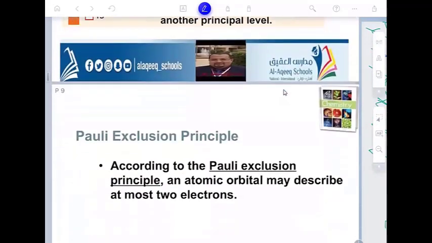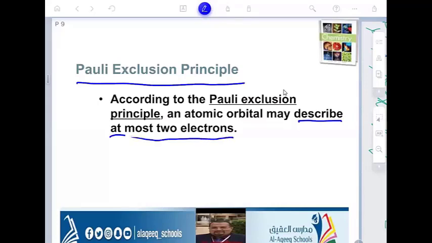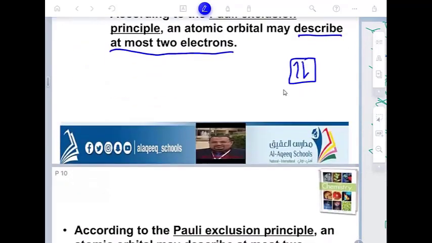Okay. The second rule you have to follow while filling the electrons is the Pauli exclusion principle. The Pauli exclusion principle describes the electrons in the orbital: at most, there are 2 electrons. That's it. You know that we have orbitals. Each orbital can carry only 2 electrons at most. This is the Pauli exclusion principle.